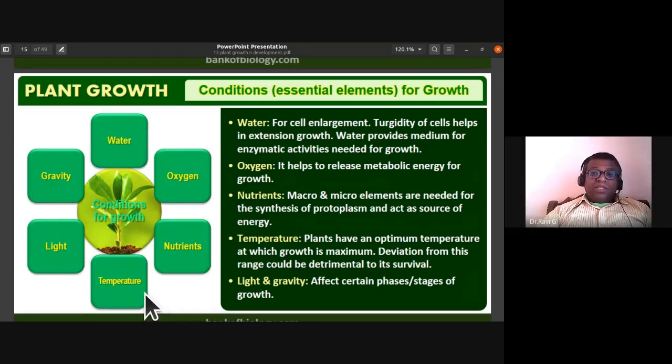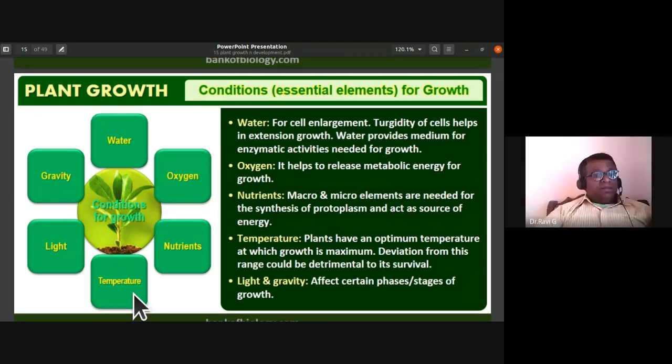Temperature. Plants have an optimum temperature at which plant growth is maximum. Deviation from this range could be detrimental to its survival. If the temperature increases, that might lead to the death of the plant also. So at optimum temperature you see maximum growth, and beyond that optimum temperature it will be detrimental or destructive for the plant's survival.